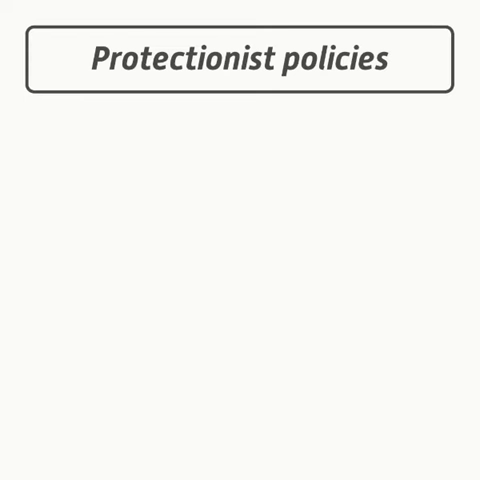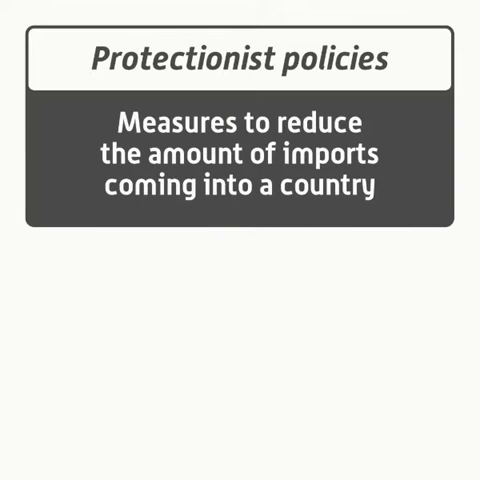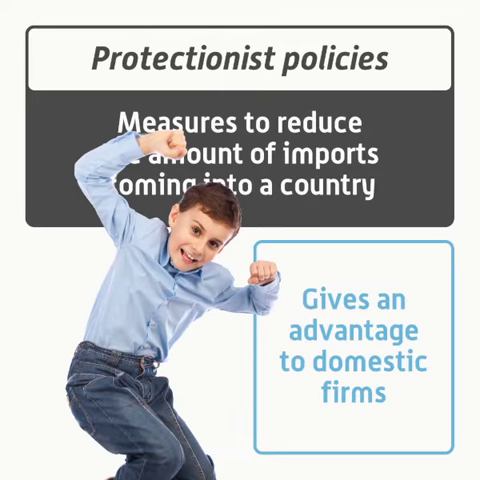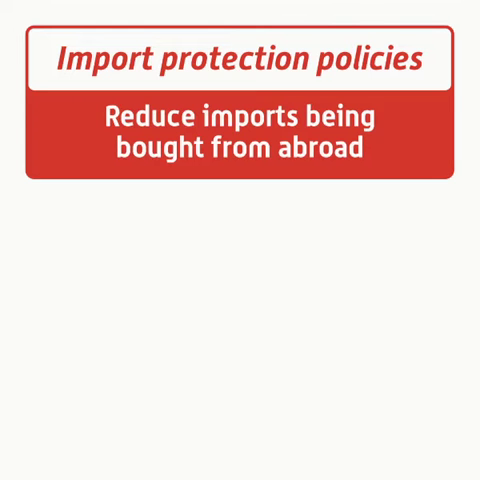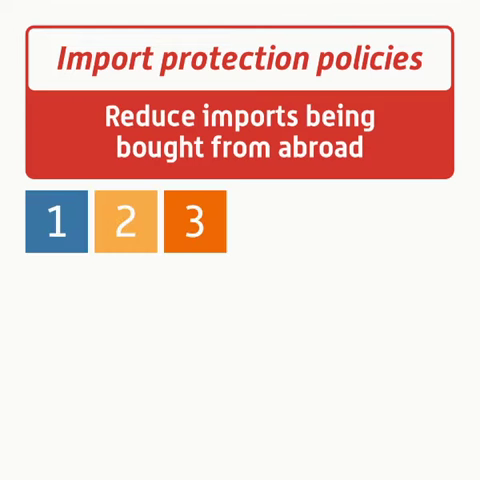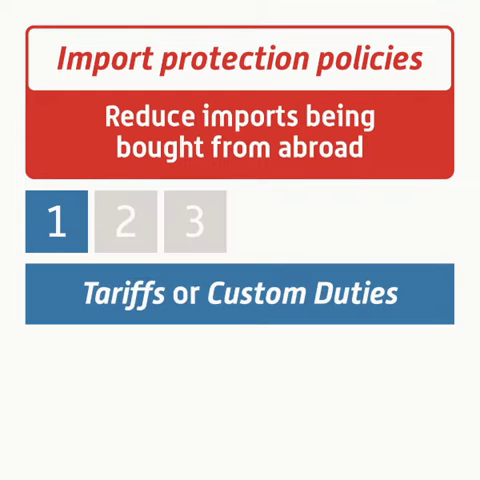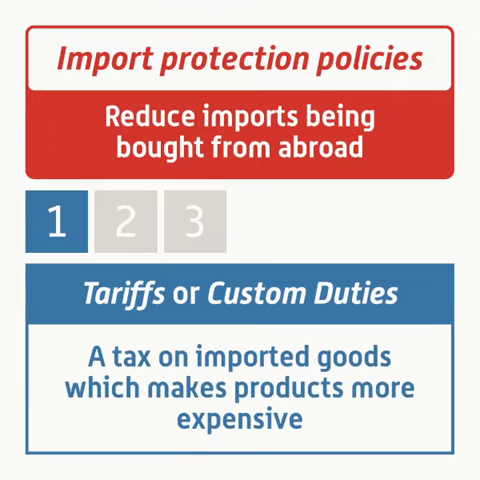Protectionist policies exist to protect countries. These are measures designed to reduce the amount of imports coming into a country, which gives an advantage to domestic firms. Import protection policies were designed to reduce imports being bought from abroad. There are three main types you need to know about. The first is tariffs, also known as customs duties. This is tax on imported goods which makes the products more expensive.